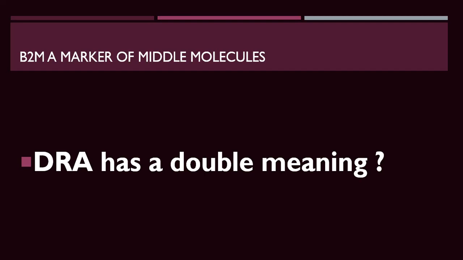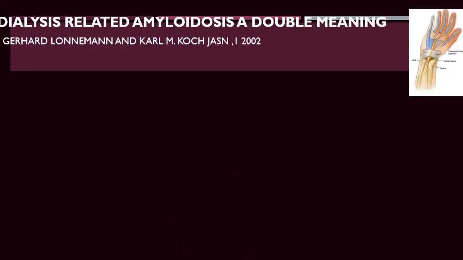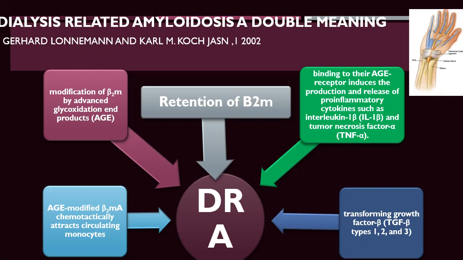So dialysis-related amyloidosis has a double meaning. One is retention, second is inflammation. Retention of beta-2 microglobulin, modification by advanced glycation end products, binding with pro-inflammatory cytokines like interleukin-1, tumor necrosis factor, transforming growth factors, co-deposition with advanced glycation end products, as well as glycation of the native beta-2 microglobulin.